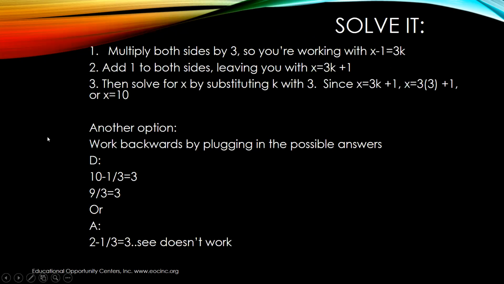So what you want to do is start plugging in those answers, or if you wanted to solve it, you just multiply both sides by 3. Then you get down to working with x minus 1 equals 3k, and then you add to both sides, kind of just solving both sides down. Here's another option, which is to work backwards by plugging in your answers. The correct answer is 10. Very good.